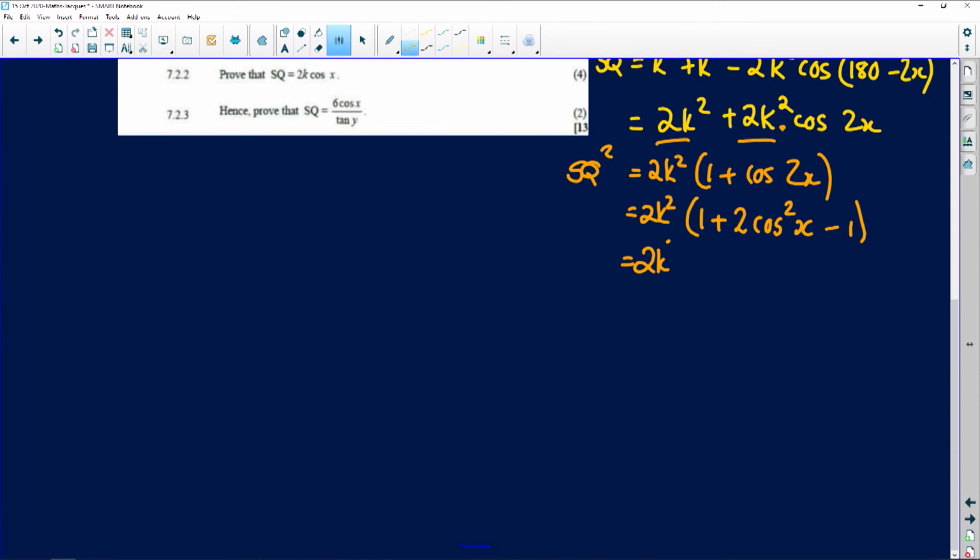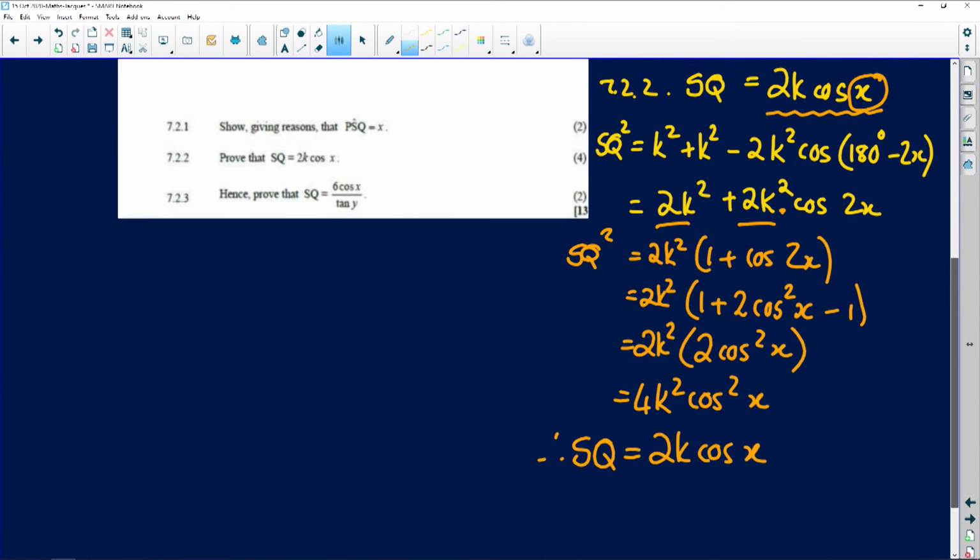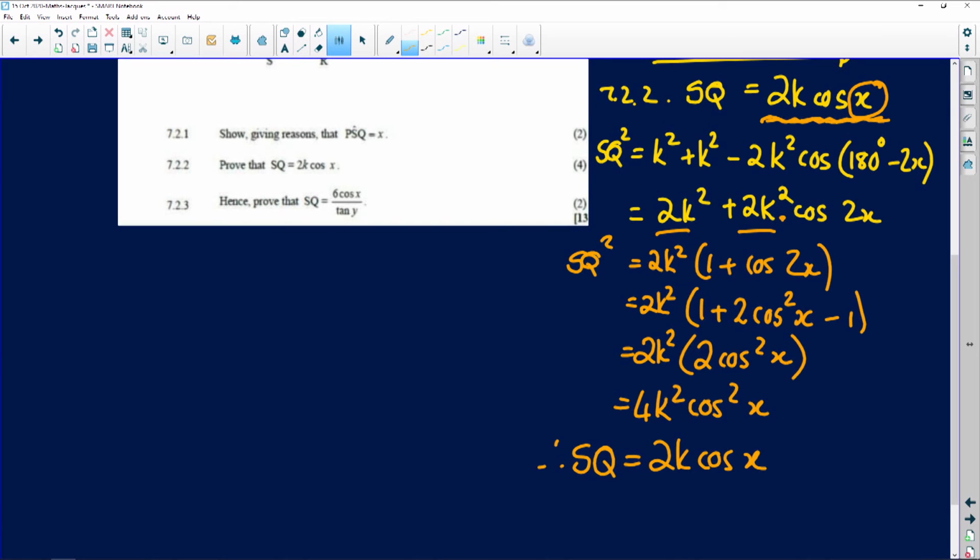I've got 2k squared times 1 plus 1 minus 1 is 0, leaving 2 cos squared x. I multiply in, 4k squared cos squared x, and folks, look at that. SQ is the square root of this, which is 2k cos x. Now, if you look carefully, that is exactly what they wanted us to show over there. Okay, so that was a little bit of trickery there that we needed to remember and make the correct choice with our double angle. Okay, so let's read the last part of the question.